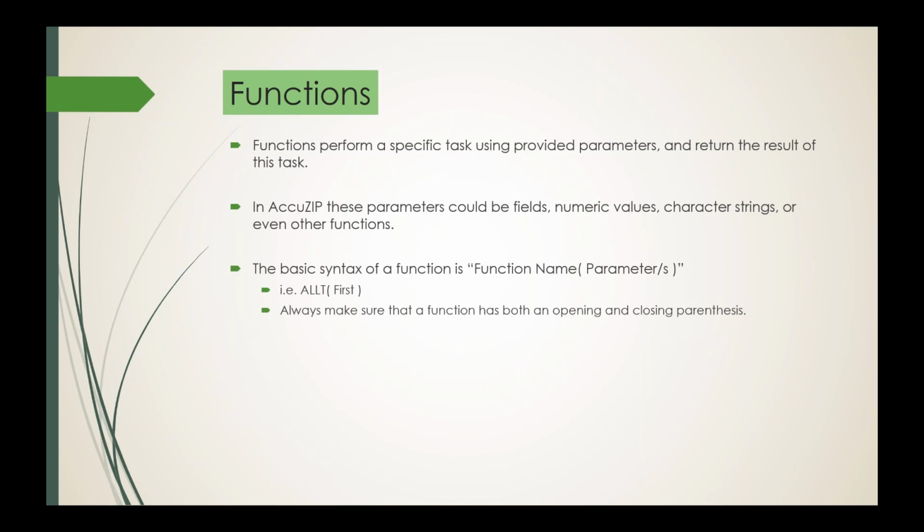Now, the basic syntax of a function is function name, open parenthesis, parameters, and then close parenthesis. So for example, the AllTrim function, we'll go over that later, don't worry about that now, but there you can see we've got the function name, we have an open parenthesis, and currently the field that this function is running on is the first field. So function name, open parenthesis, the parameter, first field, and a close parenthesis. Make sure that any function that you write has both an opening and a closing parenthesis in order to run properly, or else you will get an error when you try and run your command.